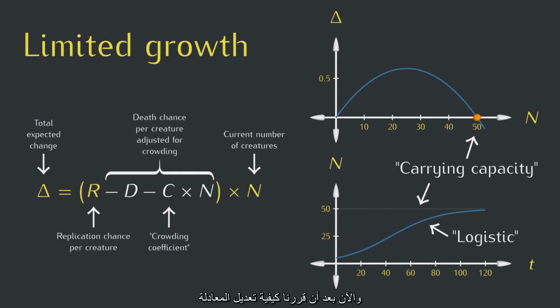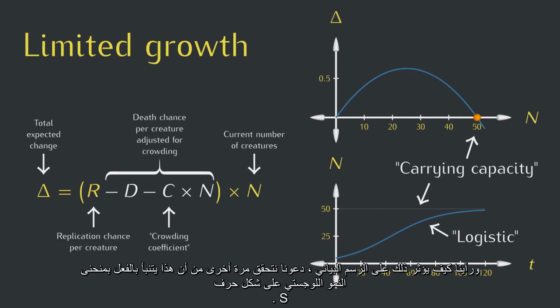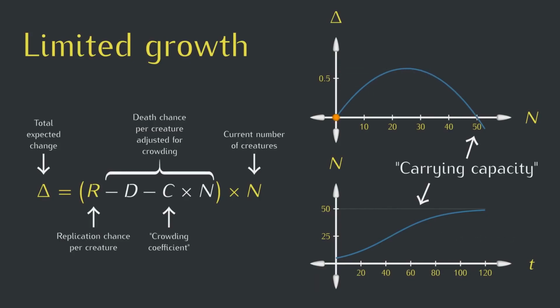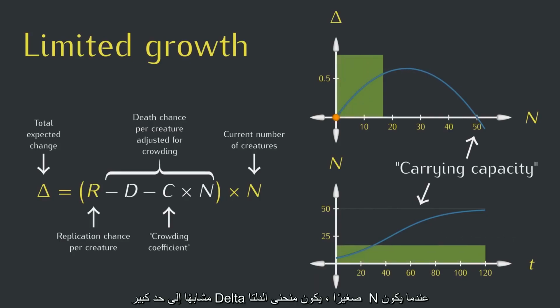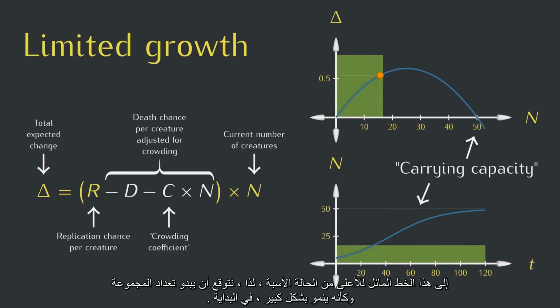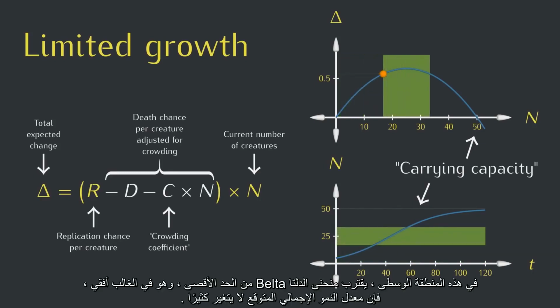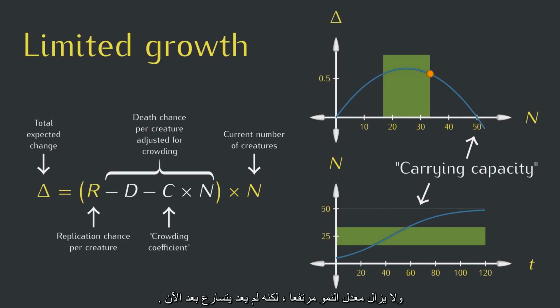Now that we've decided how to tweak the equation and seen how it affects the graph, let's double check that this actually does predict this S-shaped logistic growth curve. When n is small, the delta curve is pretty similar to that upward sloping line from the exponential case, so we'll expect the population to look like it's growing about exponentially at first. In this middle region, the delta curve is near its maximum, and it's mostly horizontal, so the overall expected growth rate doesn't change much. The growth rate is still high, but it's just not speeding up anymore.